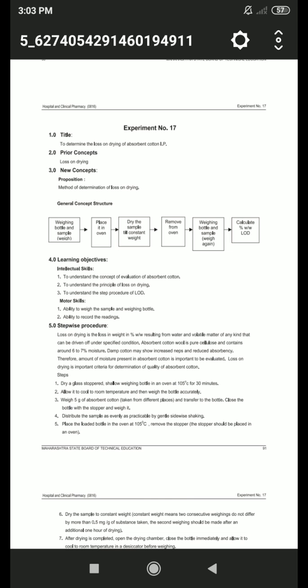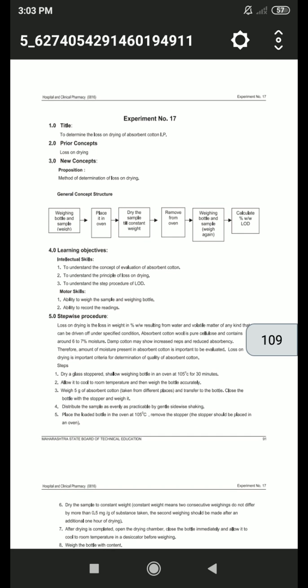Purpose. What is the purpose of loss on drying? The loss on drying is a widely used test method to determine the moisture content of a sample, although occasionally it may refer to a loss of any volatile matter from the sample. Loss on drying does not usually refer to molecularly bound water or water of crystallization. These are the purposes of loss on drying.